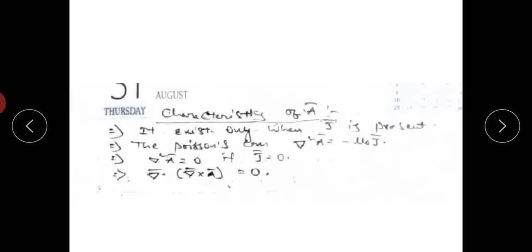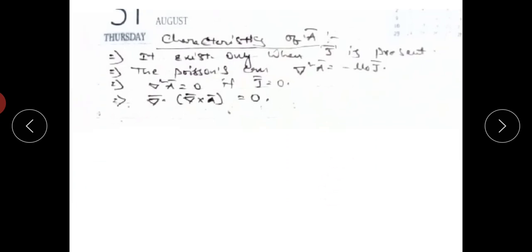So next, the characteristics of vector magnetic potential. It is represented by A bar. It exists only when J bar is present. So it means it is present if current is not equal to 0. In case of electromagnets, the magnetic potential is called vector magnetic potential. The Poisson's equation is del square into A bar equals minus mu naught into J bar. If J bar equals 0, del square into A bar equals 0, and the divergence of the curl of a vector equals 0. So del bar cross A bar equals 0.